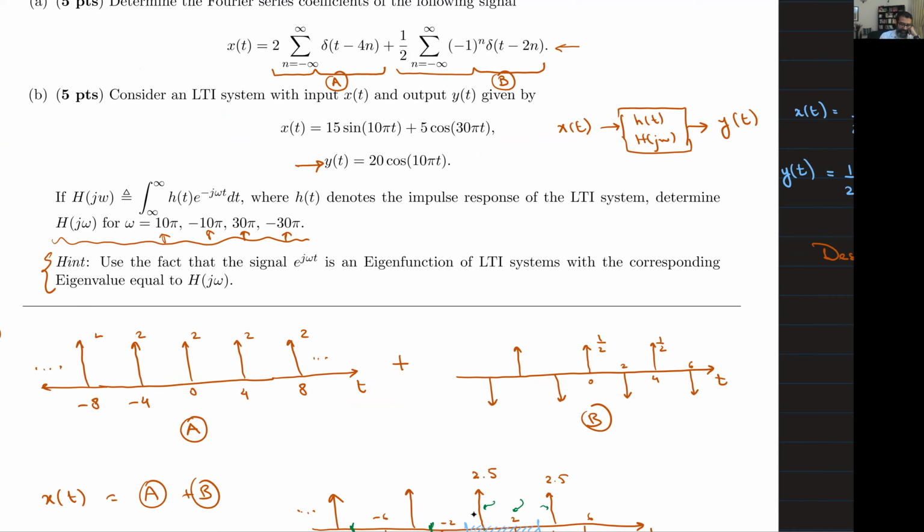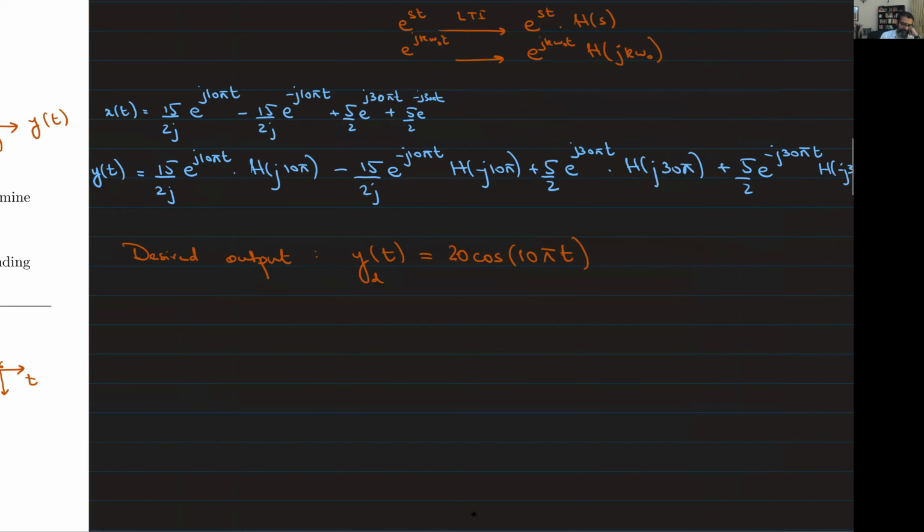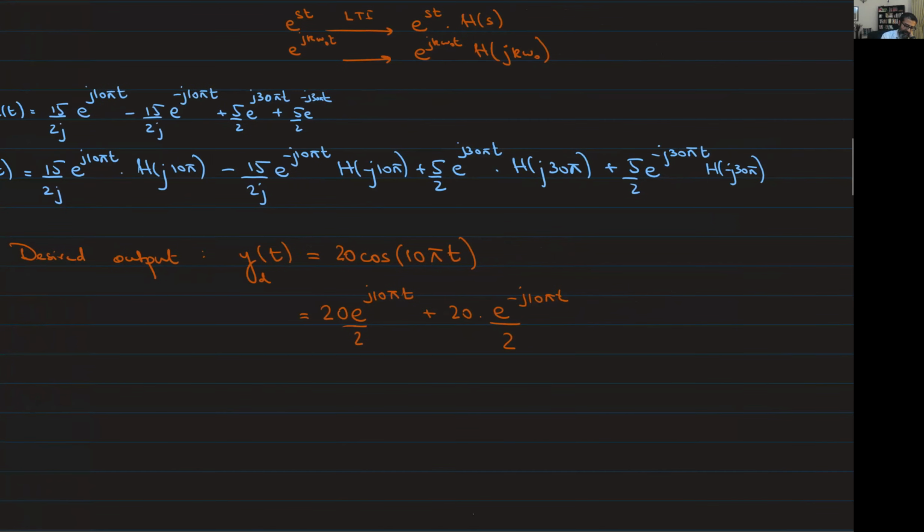Right. So let me come back here and ask the question. Let me expand this a little bit, which is this desired y of t is 20 e raised to power j 10 pi t divided by 2 plus 20 e raised to power minus j 10 pi t divided by 2. Just a simple Euler's identity, right? And let's say this is 1 and this is 2. And here is the question for you.